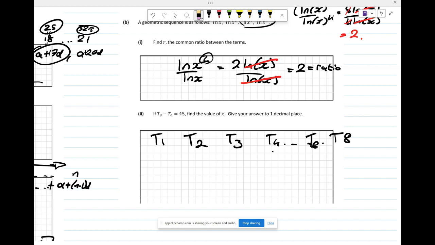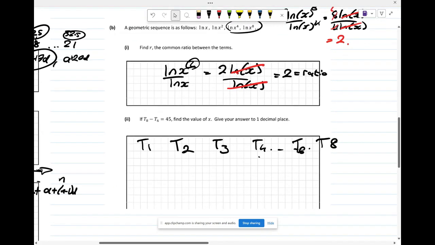And how are we going to find the value of x? Well, over here there's no x seen anywhere. So basically we're going to have to find two equations for t8 and t6 in terms of x, set it equal to 45, and then work backwards and find x. So how are we going to turn t8 and t6 into values of x?